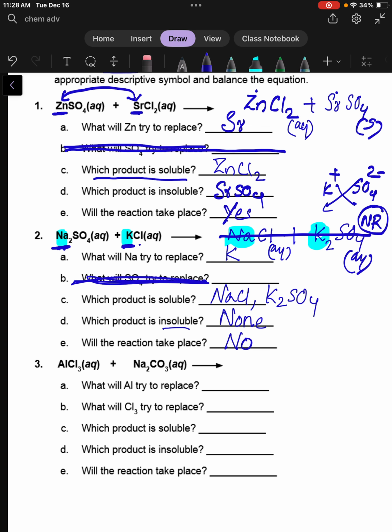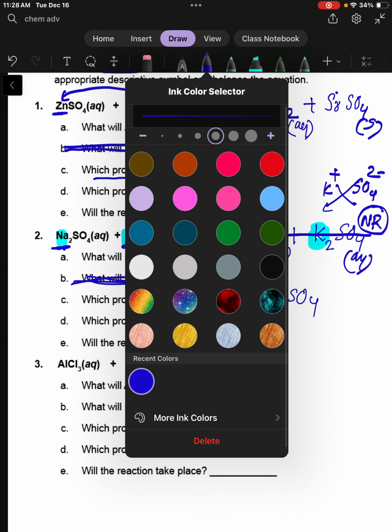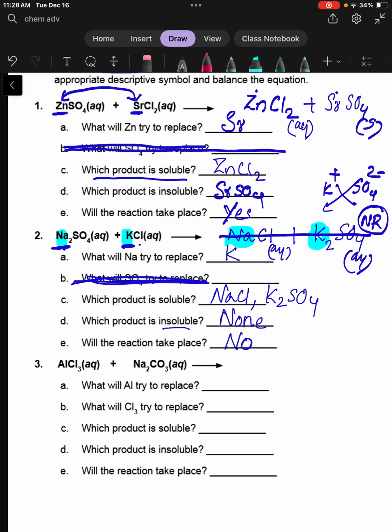Okay, let's do one more. Then we'll do one practice, okay? It says aluminum is going to replace what? Sodium. I'm not answering this because it's the same thing, okay? Which product is soluble? Let's try that.